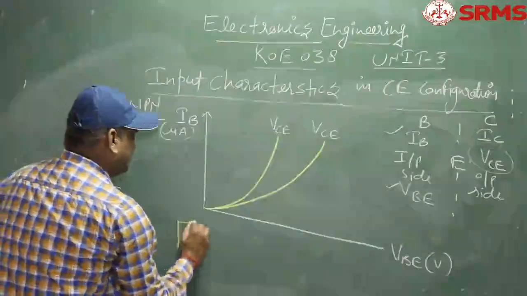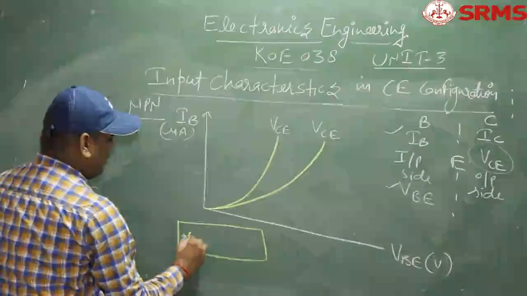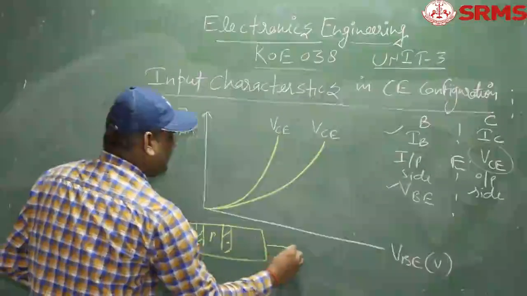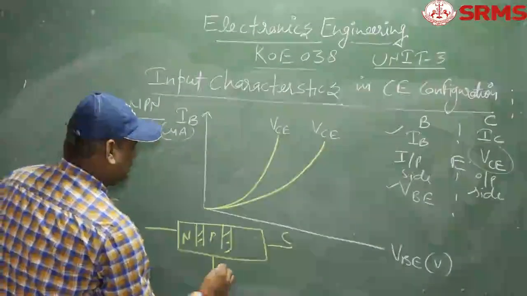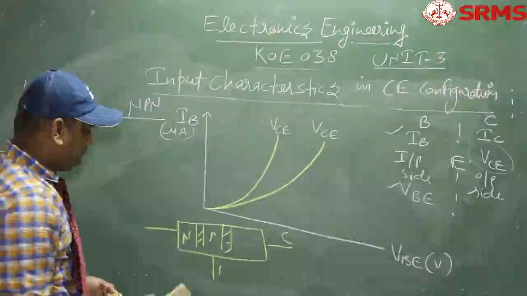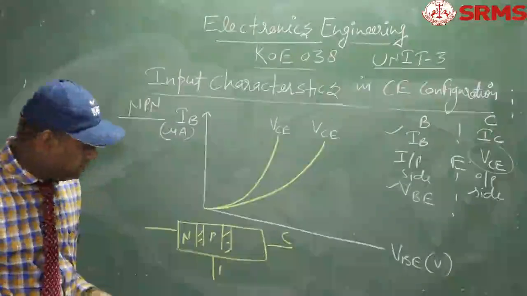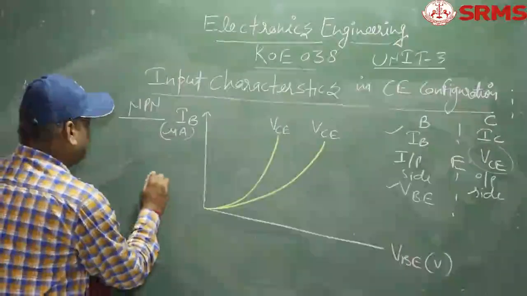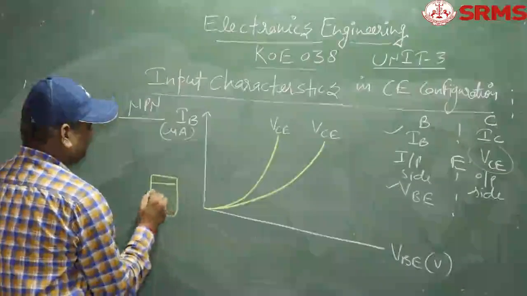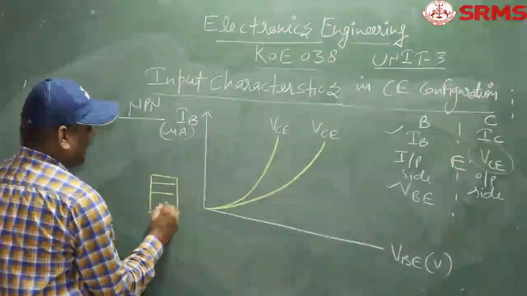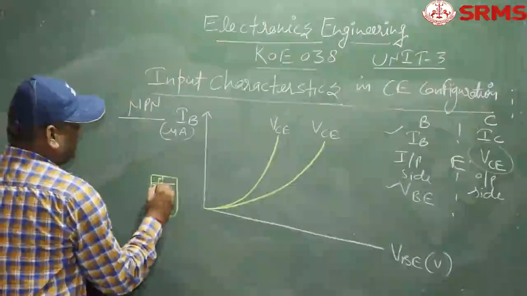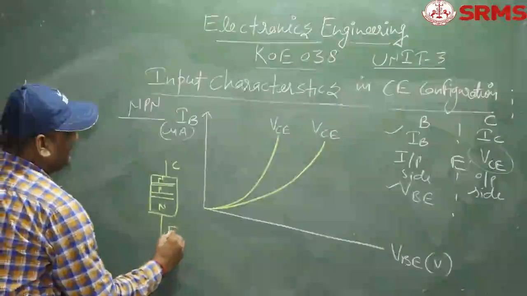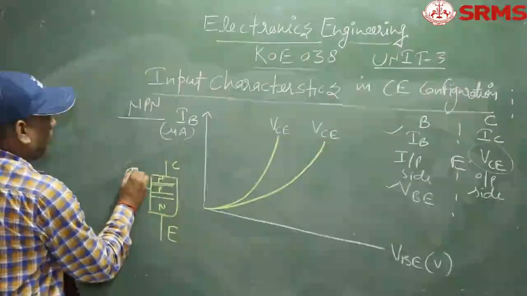Now look at here. This is the structure of N, P, N. This is your collector terminal. Let me draw it in common emitter mode. This is N, this is P, and this is N. Depletion region, depletion region. Look at here. This is collector, this is emitter, and this is your base terminal.